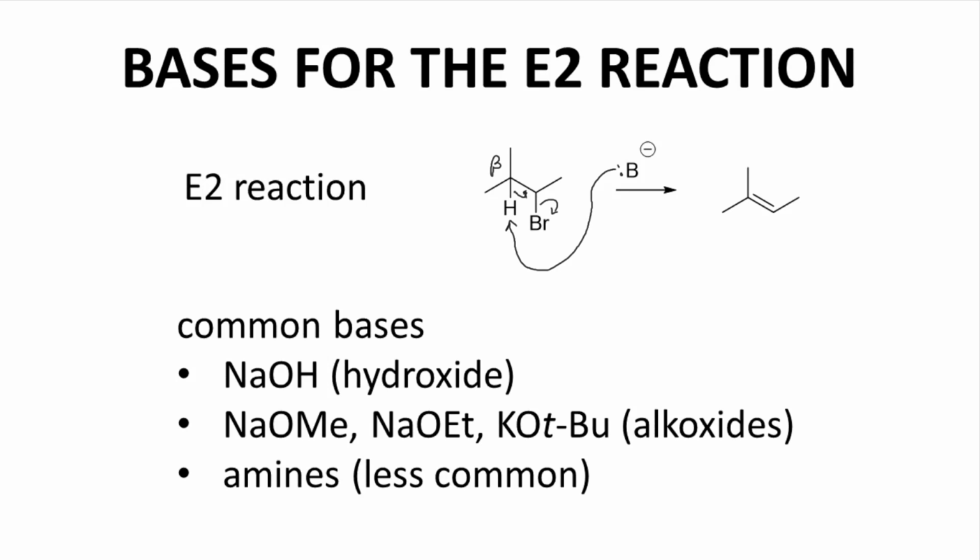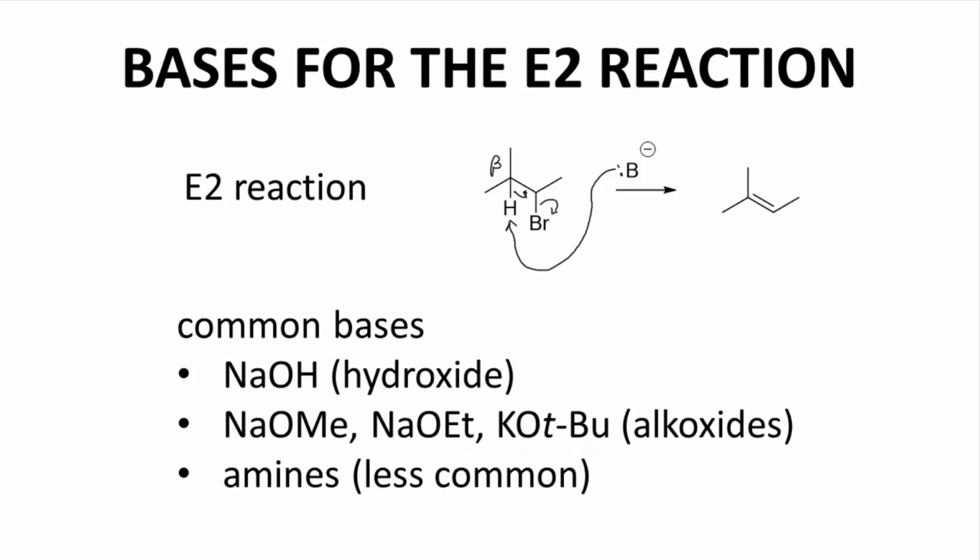The beta hydrogen does not look particularly acidic. It's not. So the base needs to be very strong. Typical bases for the E2 reaction include hydroxide, KOH or NaOH, and the alkoxides, sodium methoxide, ethoxide, or t-butoxide. All of these are similarly strong bases and essentially interchangeable.